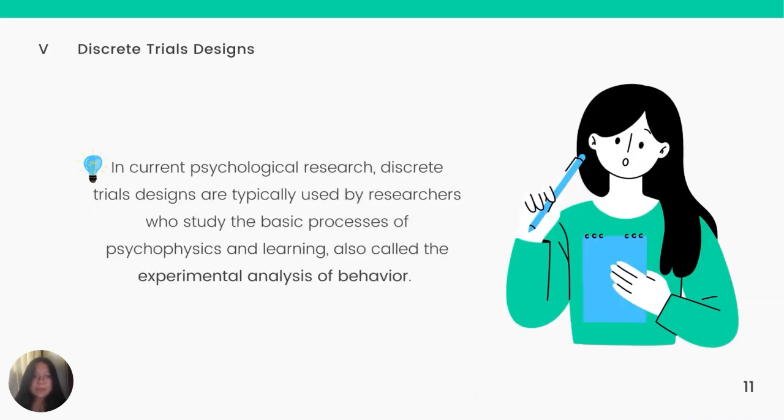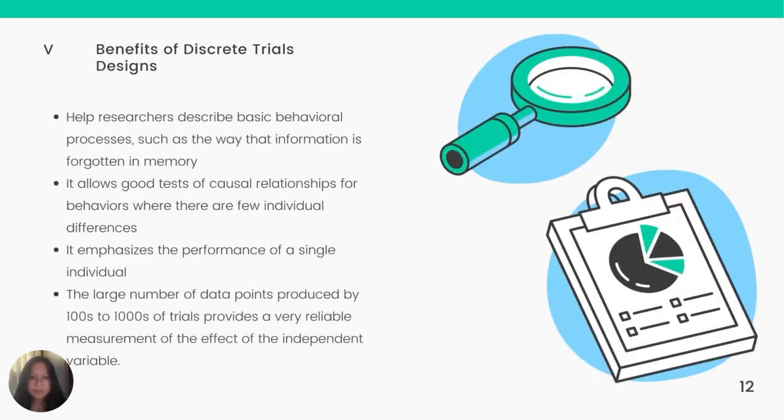In current psychological research, discrete trials designs are typically used by researchers who study the basic processes of psychophysics and learning, otherwise called experimental analysis of behavior. The benefits of conducting discrete trials designs is that it helps researchers describe basic behavioral processes. It allows for good tests of causal relationships.